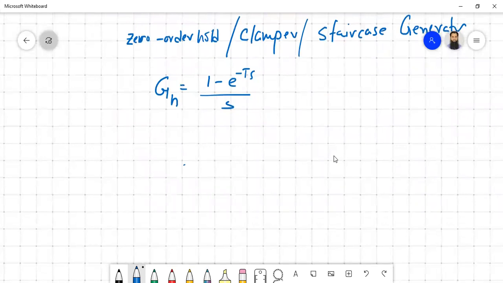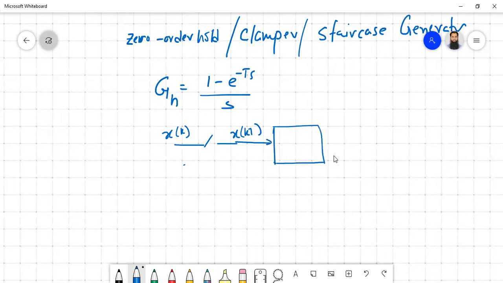So we have a real sampler. First of all, we have a real system with x(t), and the sampled version of it is x(kT). And then we have a zero order hold circuit. Okay, and the output that we are getting is h1(t). And the T is mentioned.